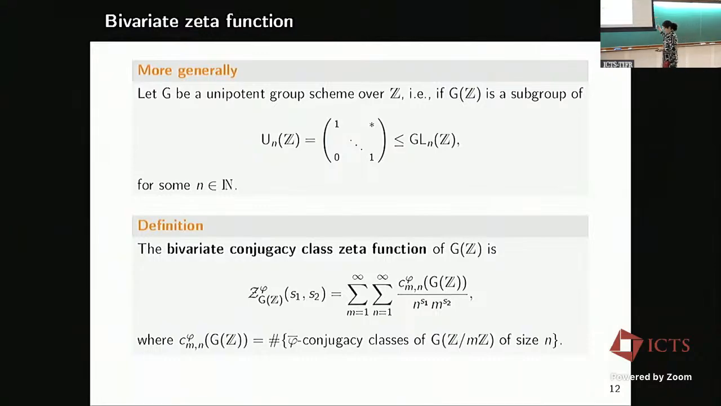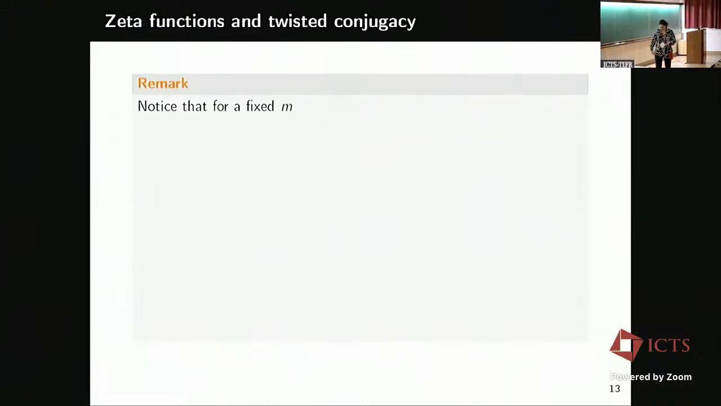So now you take c_{n,m}, which is just the number of phi-conjugacy classes of size n of G over Z mod M. Just see this as a subgroup of the upper triangular matrices over Z mod M. And then just a remark, if we fix M and we sum over all the n's, then this means that we are just taking the number of all twisted conjugacy classes of G over Z mod M of all sizes.